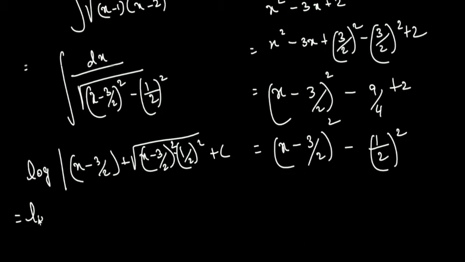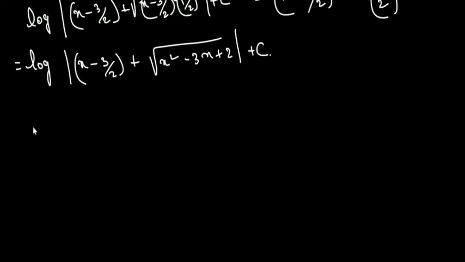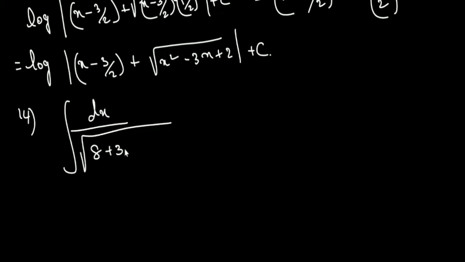So it is equal to log x minus 3 by 2 plus, you can write the question itself here, that is x square minus 3x plus 2 plus c. 14th one, integral dx by root of 8 plus 3x minus x square.